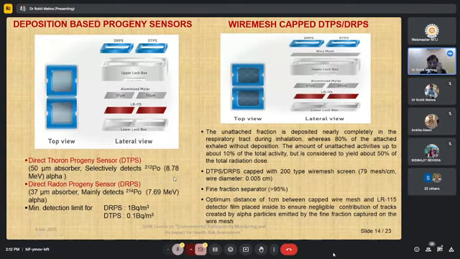Of course, these are the minimum detection limits. For DRPS, it is 1 becquerel per meter cube, and for DTPS, it is 0.1 becquerel per meter cube. So this is the sensitivity range. Of course, we can also filter out the aerosol combinations by placing a wire mesh over this detector, from which we could separate some minute and finer particles also. So that type of detection could also be done.